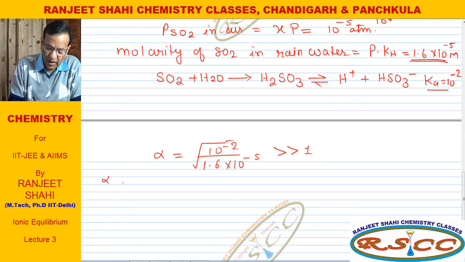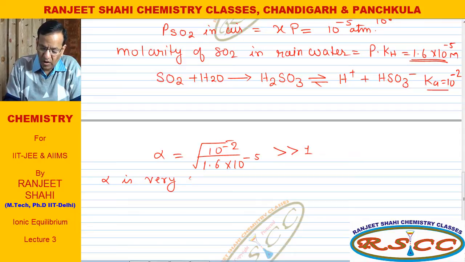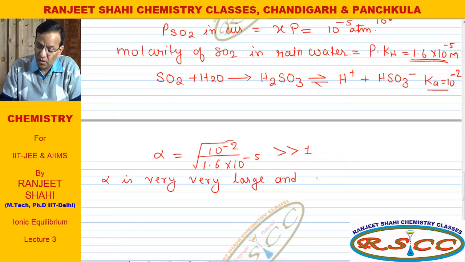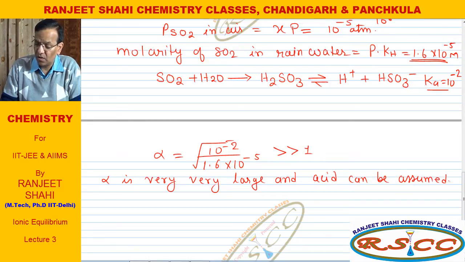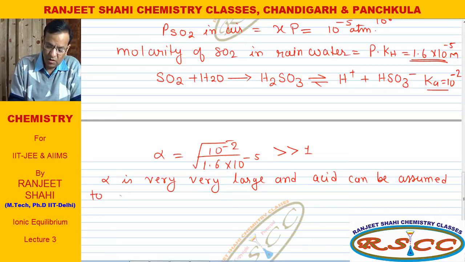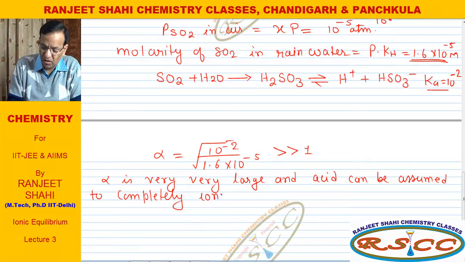So alpha is very, very large, and acid can be assumed to be completely ionized.